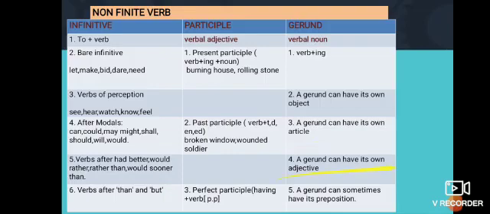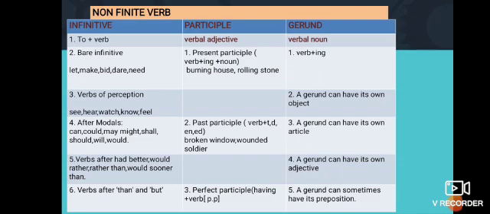A gerund can have its adjective also. Okay, do you mind my using your phone? So using is a gerund. Okay, my is a possessive adjective. Okay, so a gerund can sometimes have an adjective also. Then it is, I don't like his rash driving. So driving is a gerund but rash is an adjective that modifies his driving, the noun.